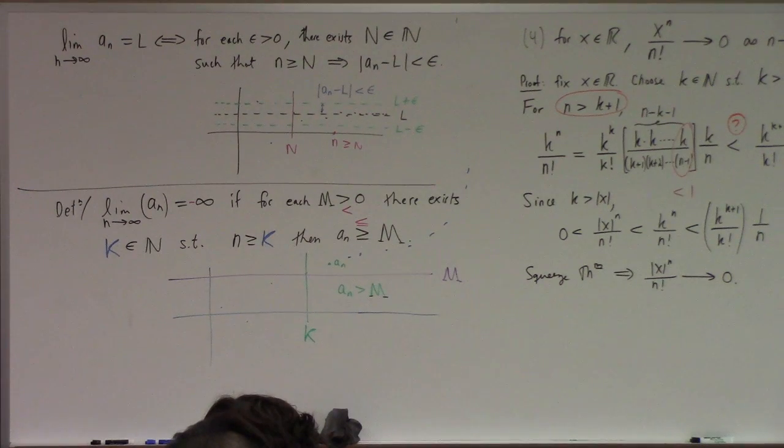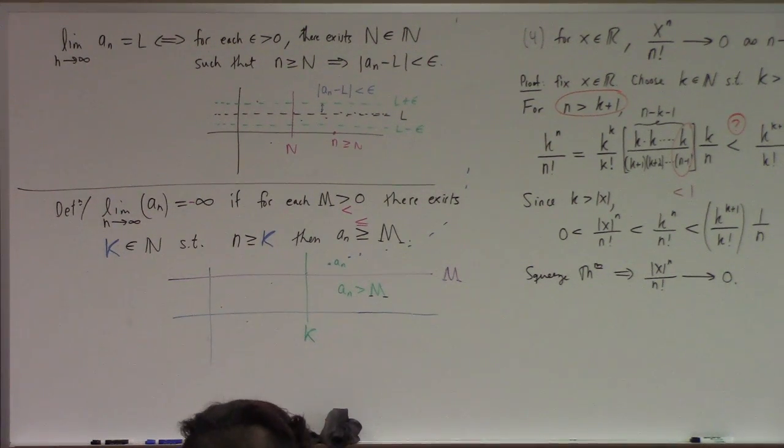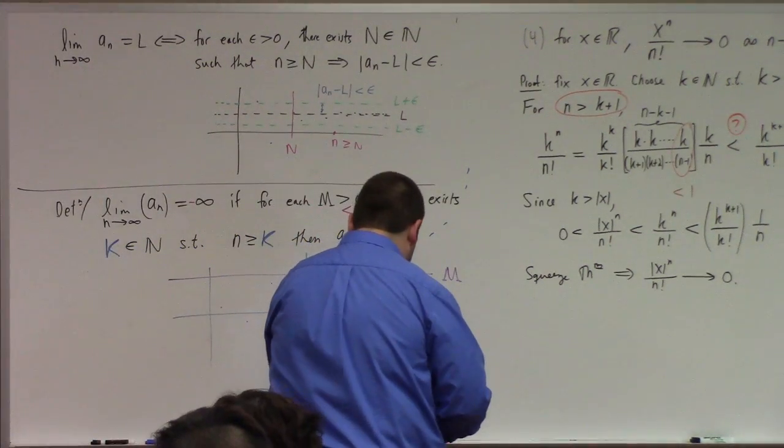Yep. So for example, sine and cosine are divergent but not to infinity. Yes. Sequences like sine of n or cosine of n do not converge because they oscillate. As did my example of plus or minus 1.